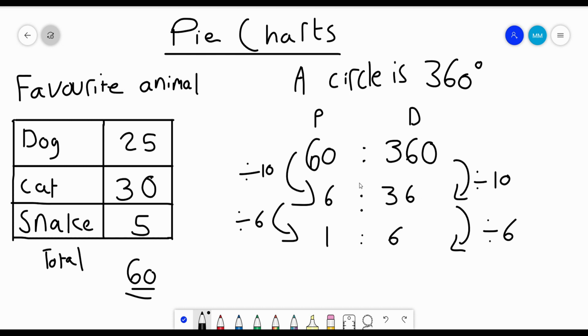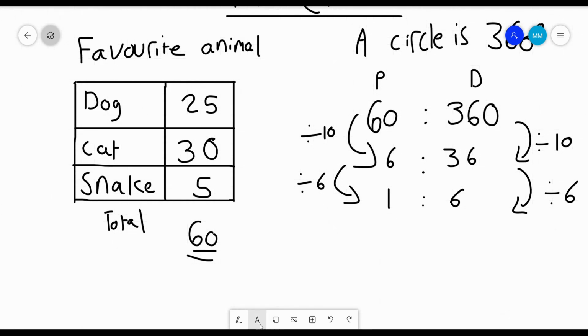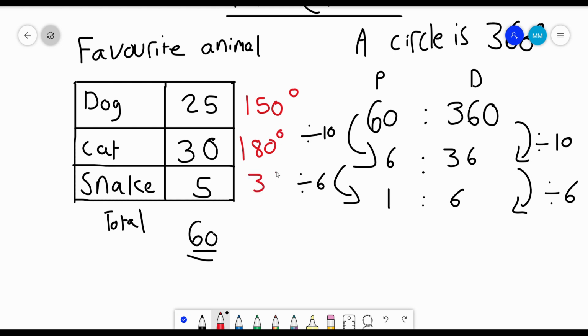on your pie chart. So now you know this, you can come back here and you can start converting these to the degrees it needs to be, or you make a note on your exam paper. So 25 times 6, because I said every one person is 6 degrees. 25 times 6 is 150. 30 times 6 is 180. And 5 times 6 is 30.